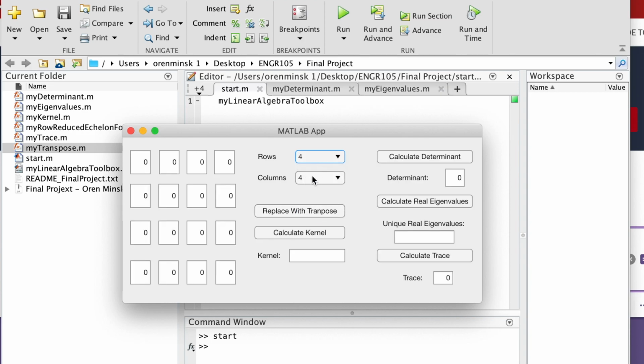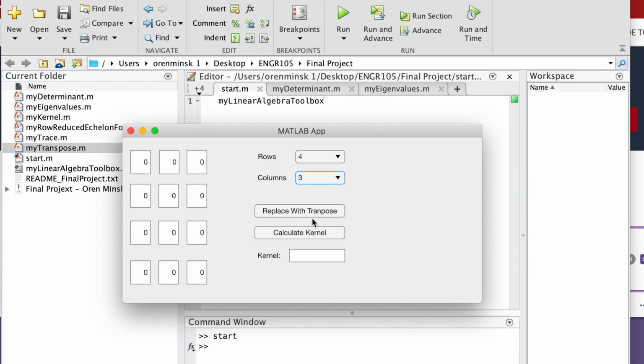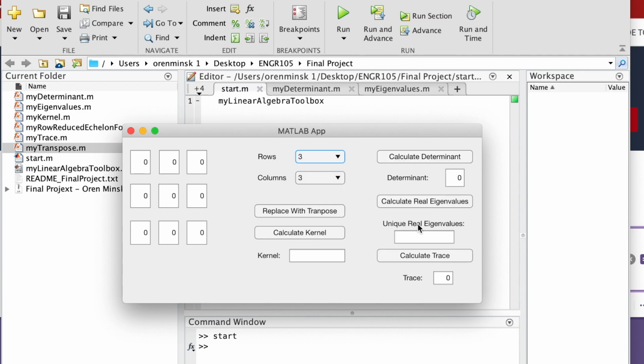And you can see that as I'm changing the dimensions of the matrix, some of these buttons disappear. The reason is some of these buttons correspond to functions that are only defined for square matrices, which are all of these ones on the right. So when I don't have a square matrix, say a 4 by 3 matrix, these buttons disappear because otherwise the function would try to operate on a matrix for which it isn't defined. But when I bring it back down to a square matrix, say 3 by 3, those buttons reappear. So let's test out the capabilities of this program.